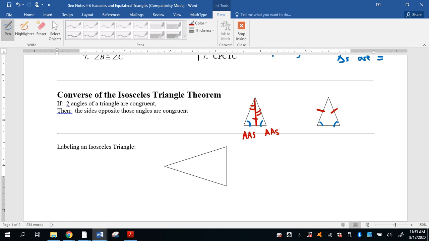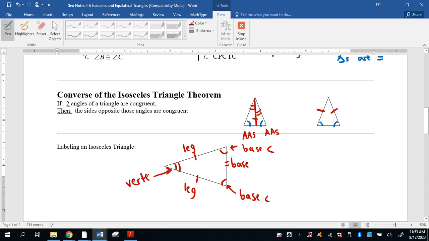Let's review. In an isosceles triangle, the two sides that are congruent are called the legs. The base is the non-congruent side, and these would be called the base angles. Base angle, and here's another base angle. And then this up here is called the vertex angle. It's good to know these vocabulary words, so if you are given a problem with those words, you understand what you're finding. So the vertex angle is the non-congruent angle.